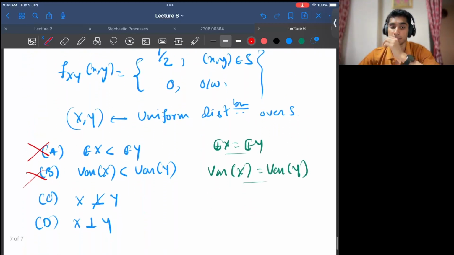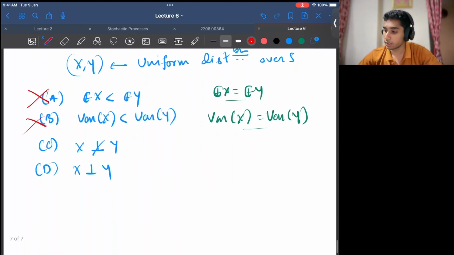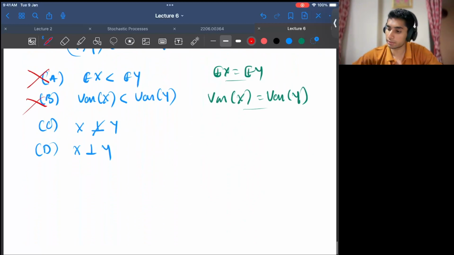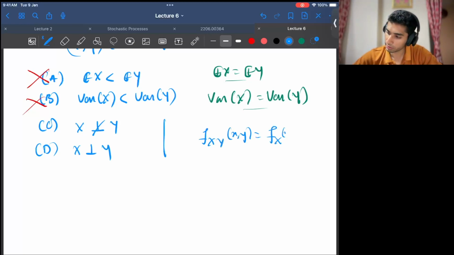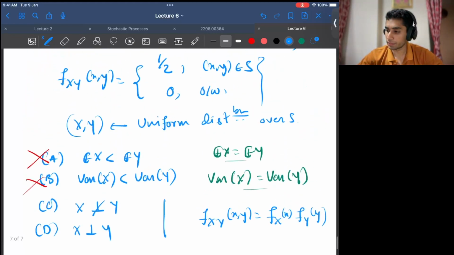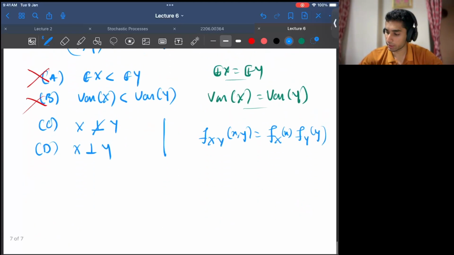What about independence? For independence, you have to check if f_XY(x, y) is equal to f_X(x) times f_Y(y). Whenever you have to check independence, you have to look at this thing. Otherwise, you cannot. Okay, so let's look at it.